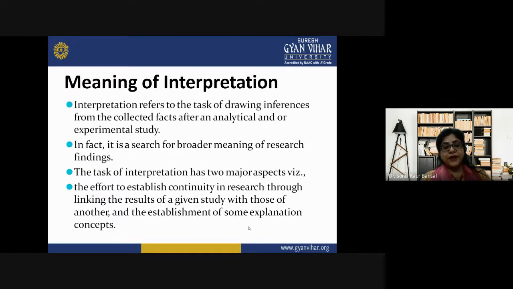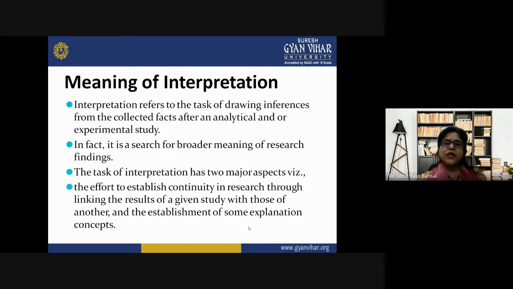Now, meaning of interpretation, let's see it in a very elaborated way. Interpretation refers to the task of drawing inferences from the collected facts after an analytical and/or experimental study. So, in fact, students, it is a search for broader meaning of research findings.